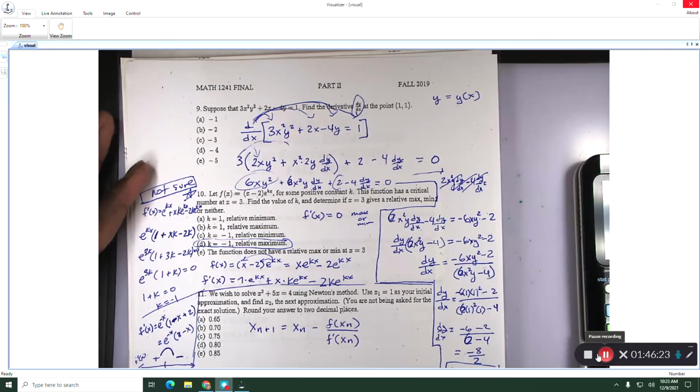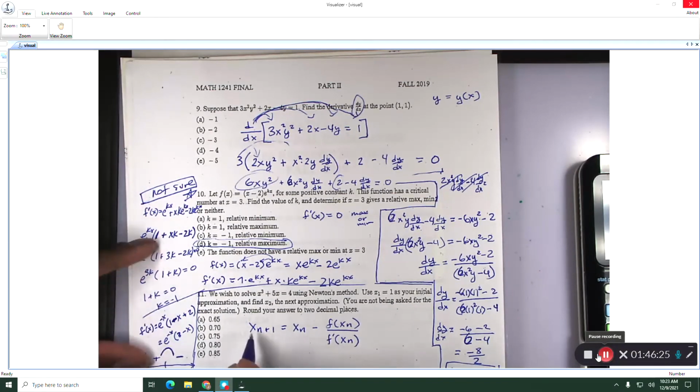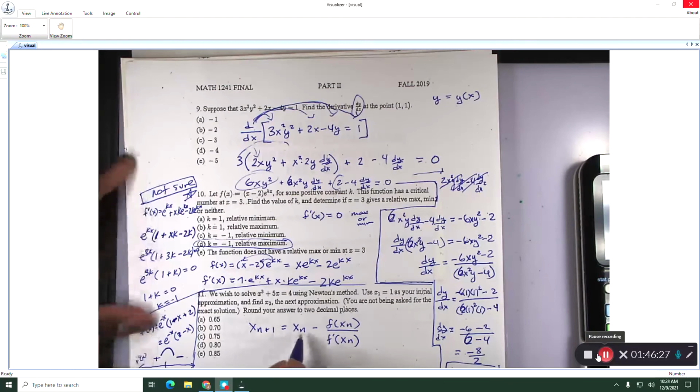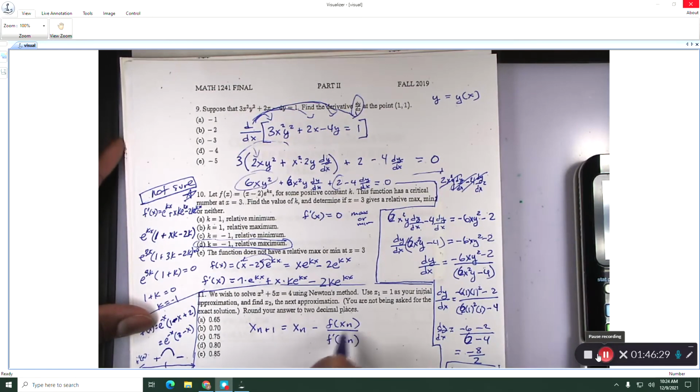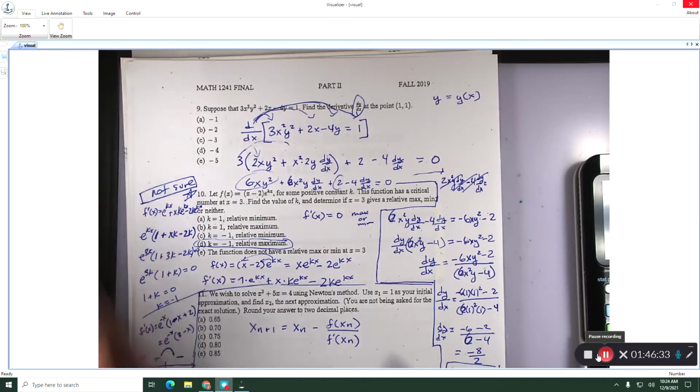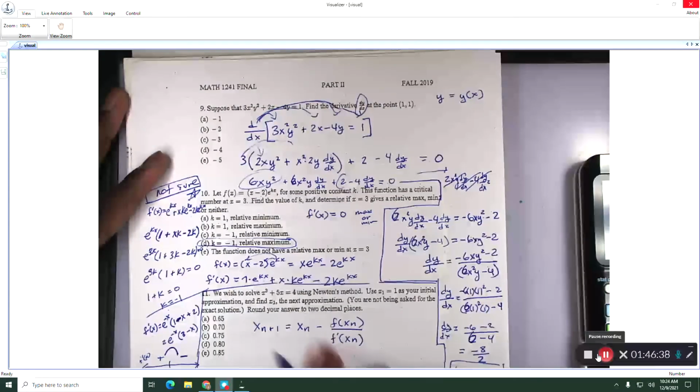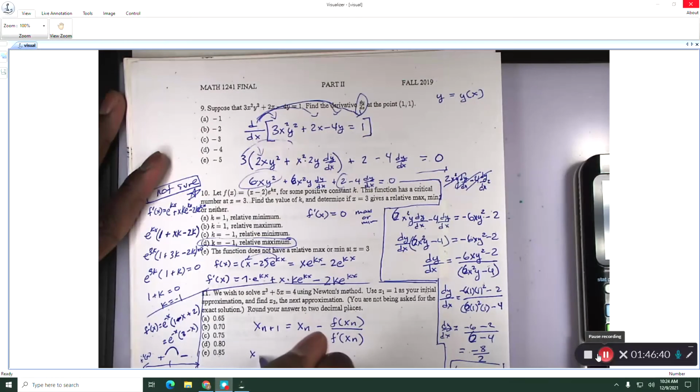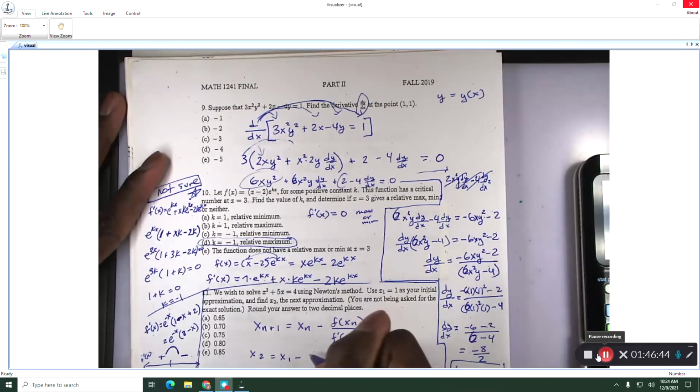You have to know this formula / setup. So x_(n+1) is equal to x_n minus f(x_n) over f'(x_n). Don't get them confused. The f prime is going to be on the bottom. Well, x2 is equal to x1 minus f(1) over f'(1).